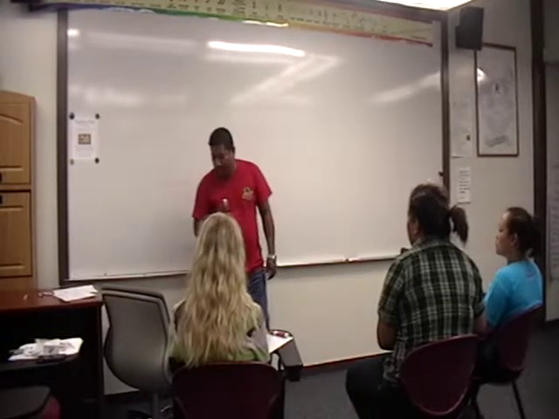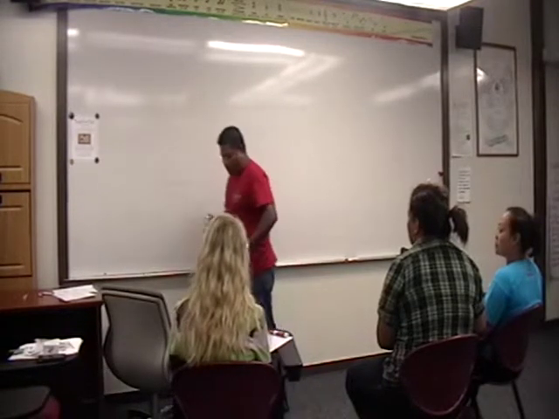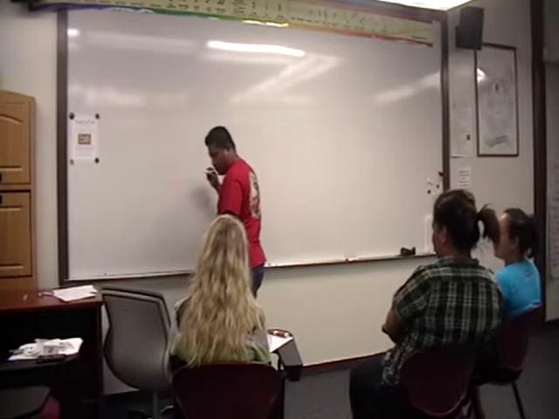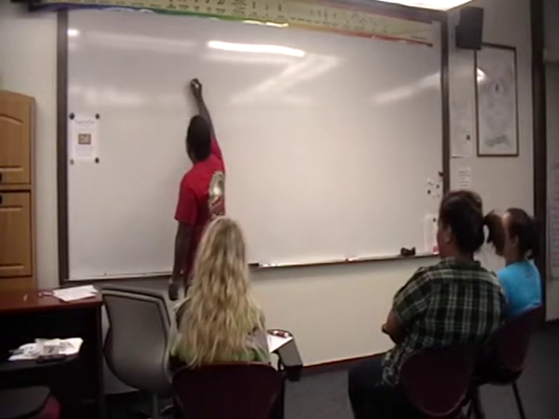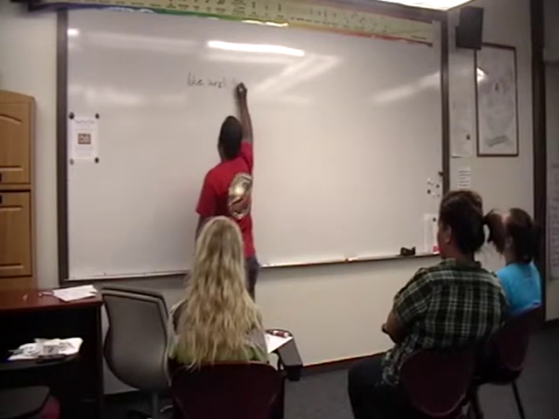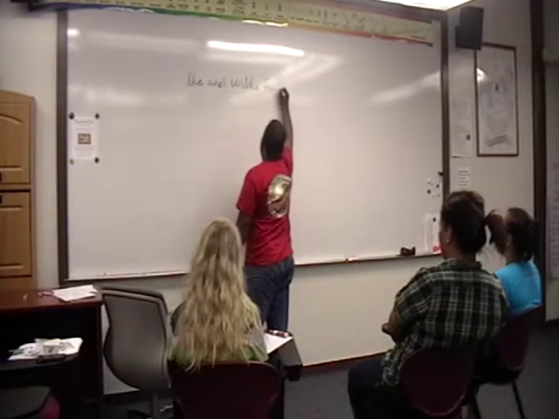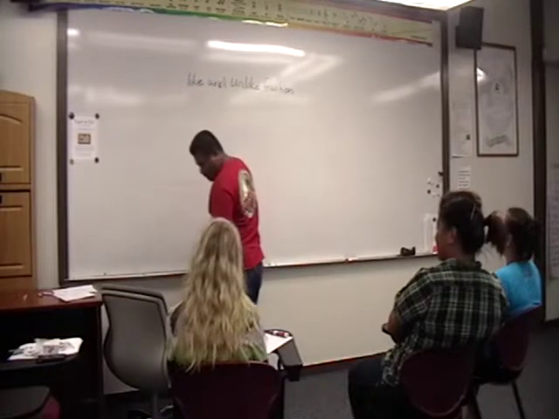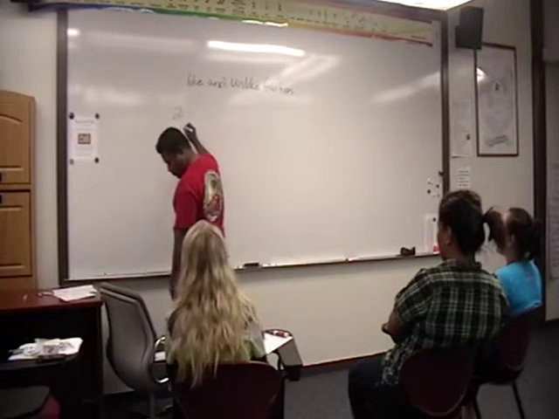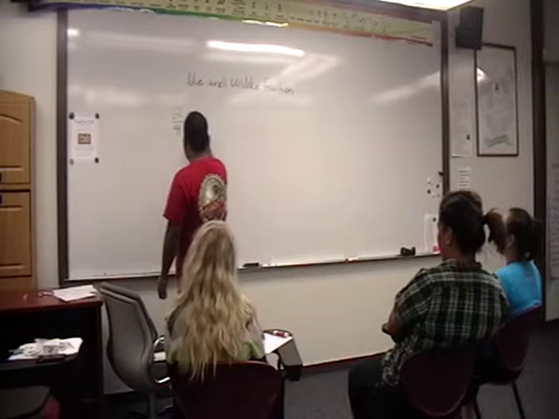Today we are going to learn about adding and subtracting like and unlike fractions. Before we go to our activity, let me just give you four examples of like and unlike fractions. Number one: two over four minus one over four.